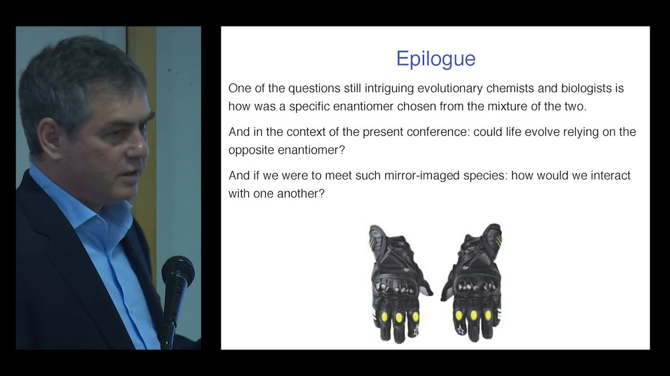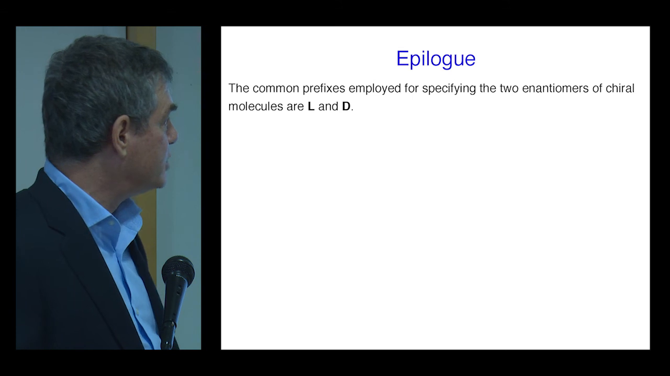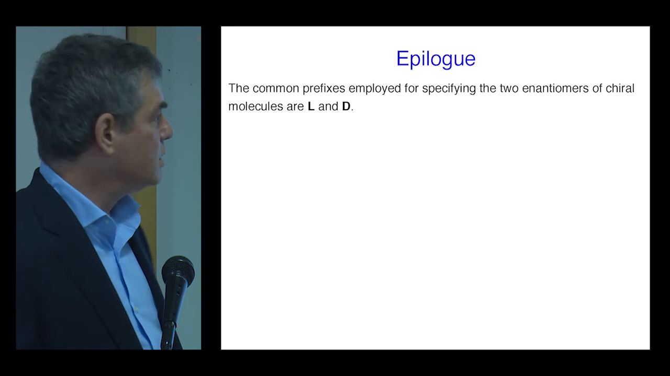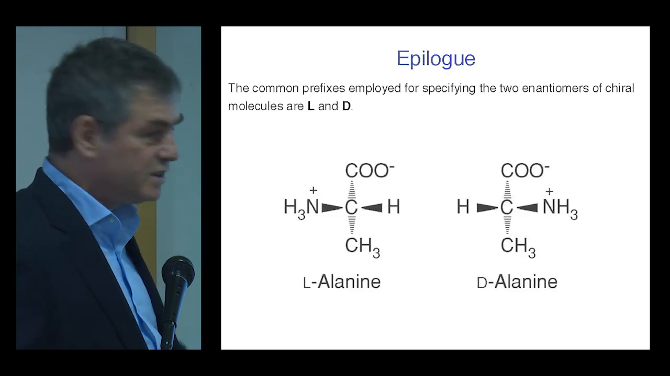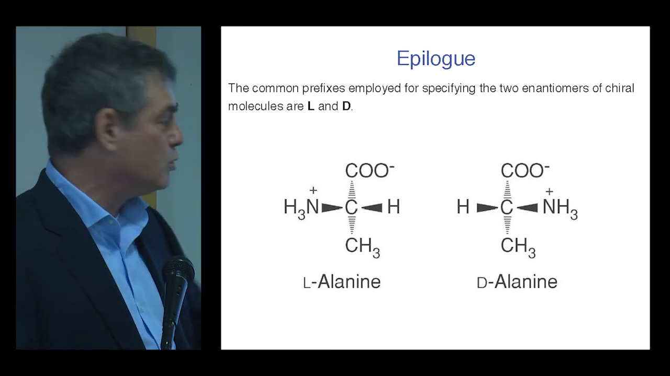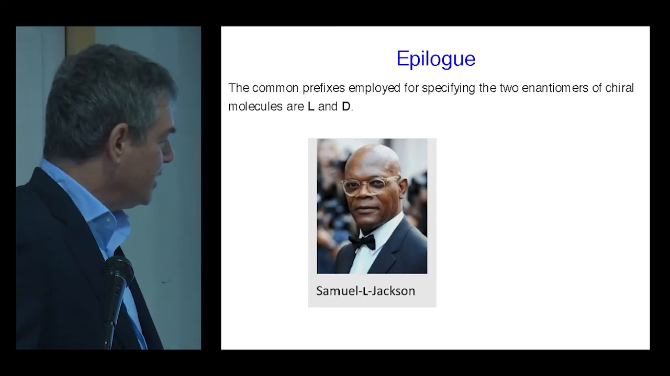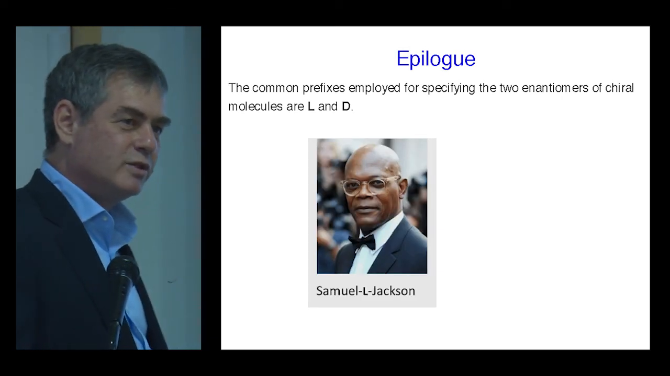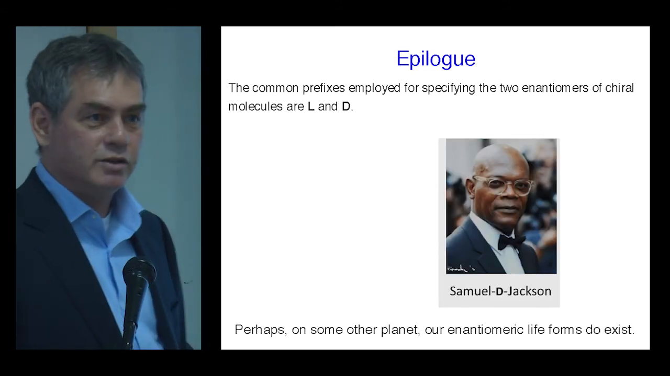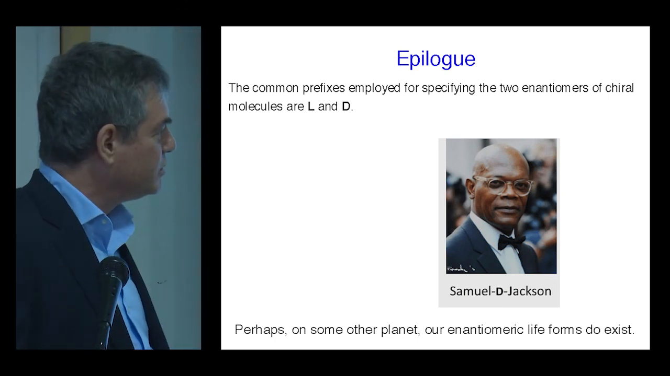There are different ways of describing these two mirror images. One of them is L and D. One enantiomer, one glove, would be termed L, and the other would be termed D. For instance, alanine has two enantiomers, two mirror images: one would be termed L-alanine, and the other D-alanine. But a joke that has been going around on the net for some time is that Samuel L. Jackson is actually one of those creatures, and perhaps in some other part of the universe there is Samuel D. Jackson as well. And so perhaps these enantiomeric forms in the other part of the universe do exist.